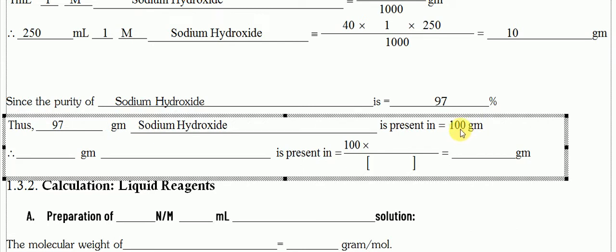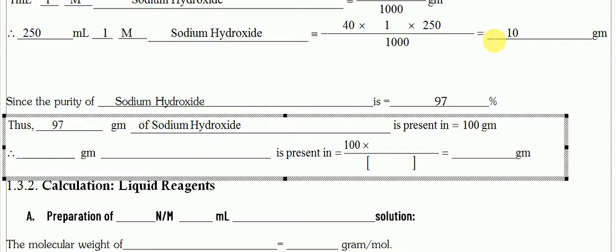Why? Because sodium hydroxide is a solid reagent and the purity 97% indicates W by W. So W by W means the weight of solute in the total weight of solution. Since 97% is the purity of sodium hydroxide, we have to write that 97 gram of sodium hydroxide is present in 100 gram.